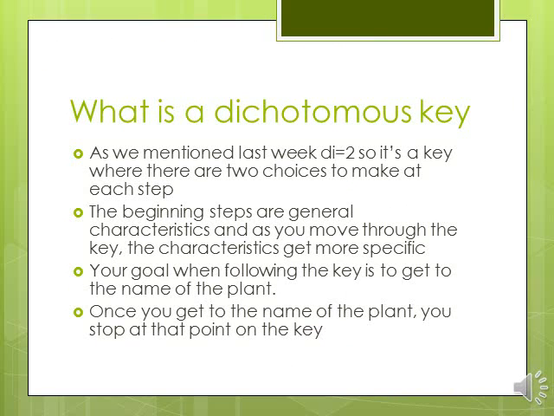So we briefly started covering dichotomous keys last week. Just to review, a dichotomous key starts with the word di. Di means 2, so essentially it's a key where there are 2 choices to make at each step. The beginning steps are usually general characteristics, and as you move through the key, the characteristics get more and more specific to the plant that you're working on. Your goal when following the key is to get to the name of the plant. And once you get to the name of the plant, then you stop at that point on the key and don't continue going any further.